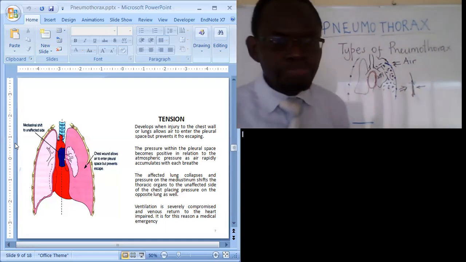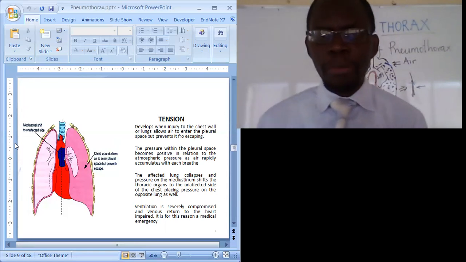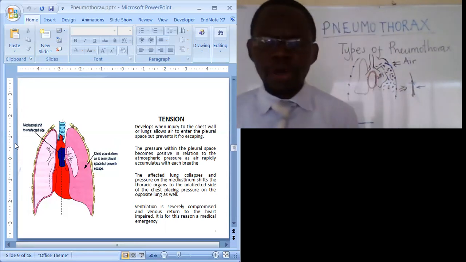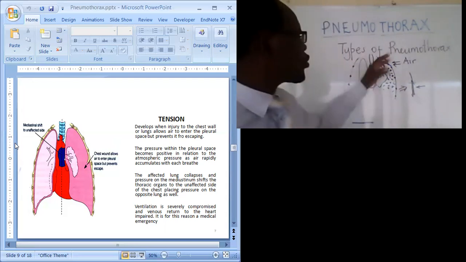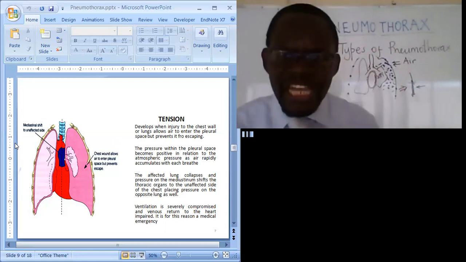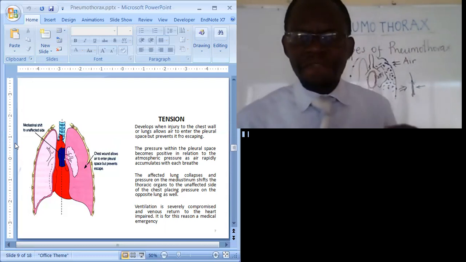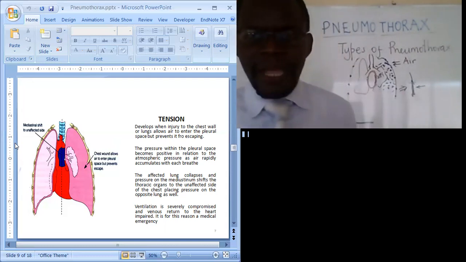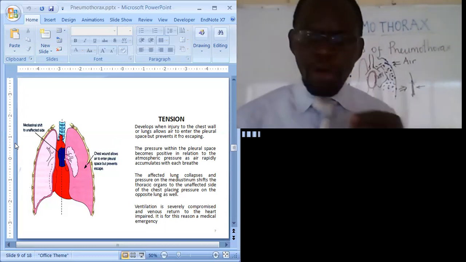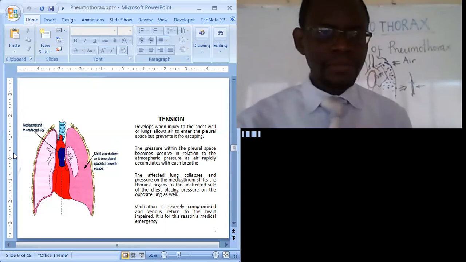Basically, ventilation becomes severely compromised. For that reason, a tension pneumothorax is referred to as a medical emergency, or you can call it a surgical emergency. In other words, it is an emergency. It is very, very life-threatening, so it is very important for you to know that. And that is a complication of pneumothorax.